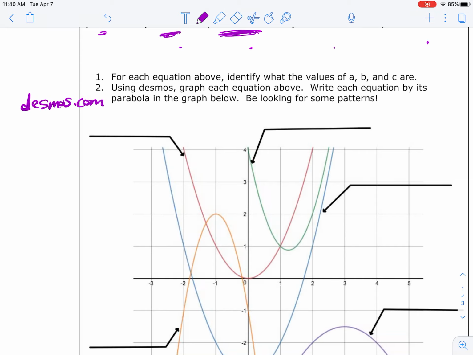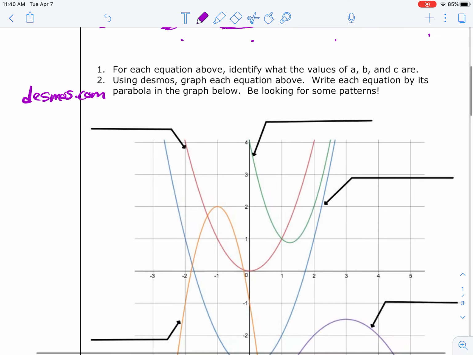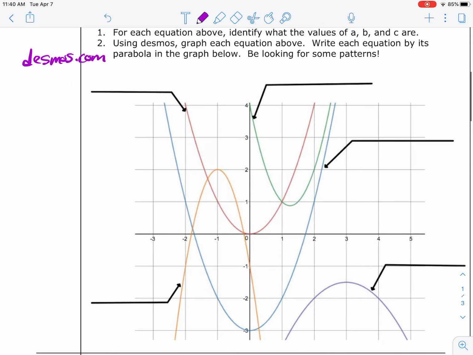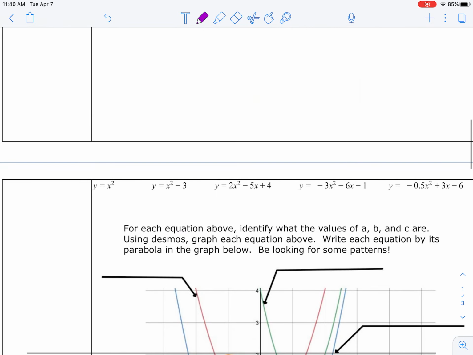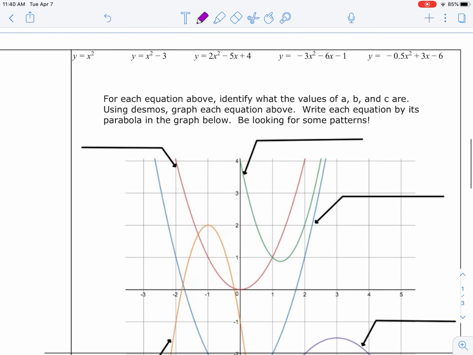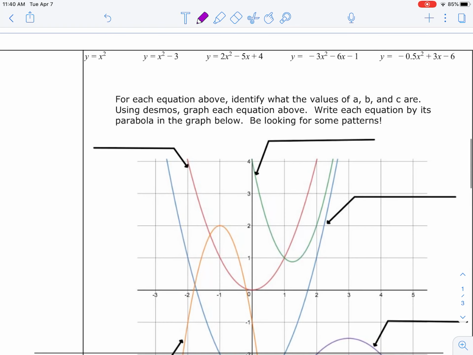All right, so now we're back to our notes, and now we're going to be comparing what we had in our Desmos activity to the graphs that we have. I'm actually going to pan up to the next page where I copied the same information down onto the page here so that we can reference it for our questions below.